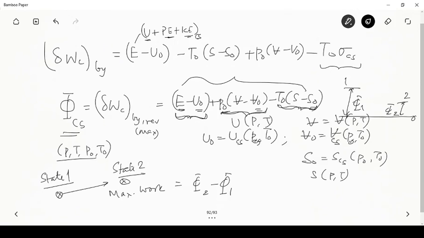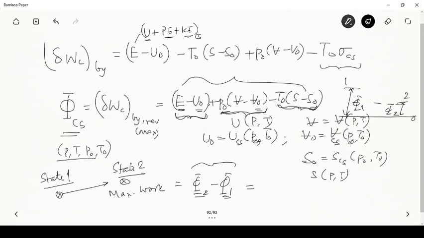So from 1 to 2, the difference is phi1 minus phi2, or phi2 minus phi1. The maximum possible work that can be obtained from the process from 1 to 2 is phi1 minus phi2, which is the difference in exergy between state 1 and state 2. The change in exergy, phi2 minus phi1, can be written in this form.